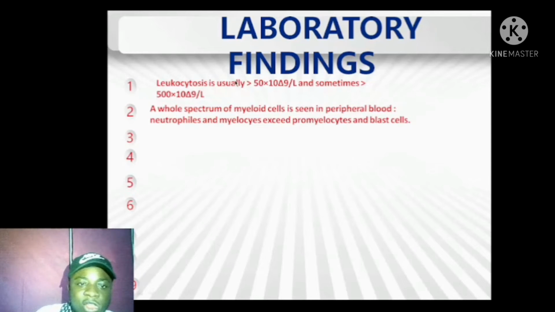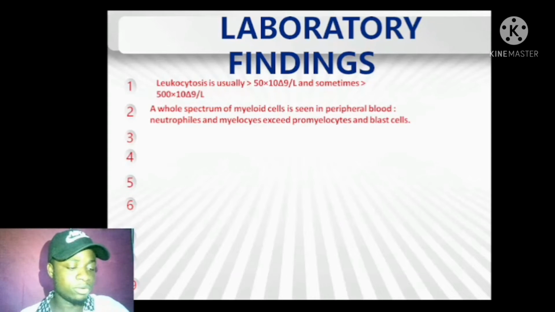So in this case, when you suspect an increased amount of leukocytes, which may be 50 or 500 or greater, you can suspect chronic myeloid leukemia. Very important. Now, a whole spectrum of myeloid cells is seen in peripheral blood. After you prepare your blood smear, you will see myeloid cells in the peripheral blood. Very, very important.